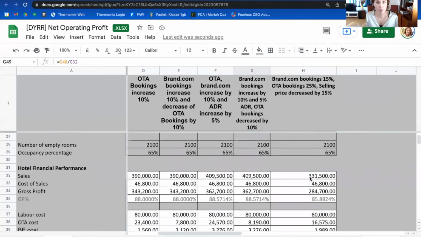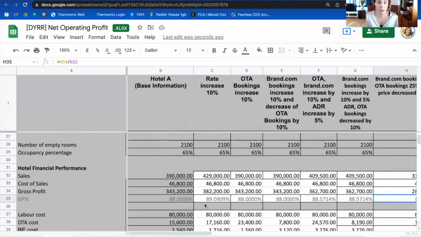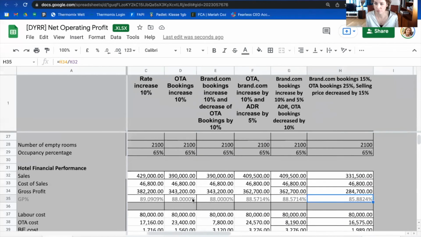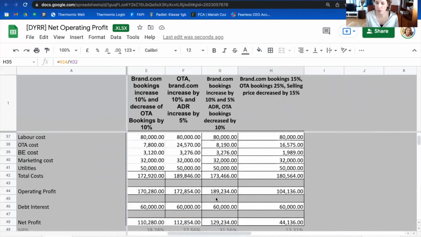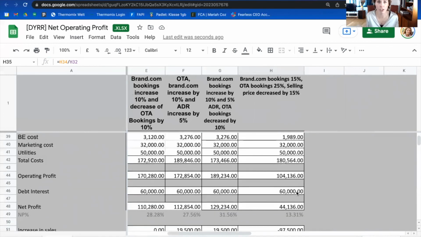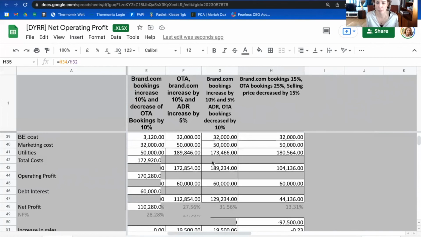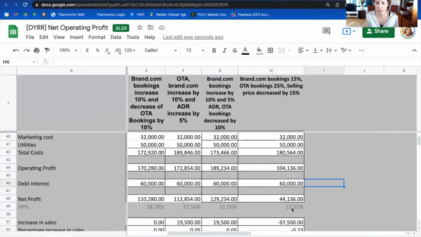My revenue, 331,500. My gross operating profit is below 86%. So it is below my hotel A. I'm getting my commission invoices, my invoices for the electricity and water. I'm paying my mortgage to the bank. And look what is actually remaining here. 13,31.